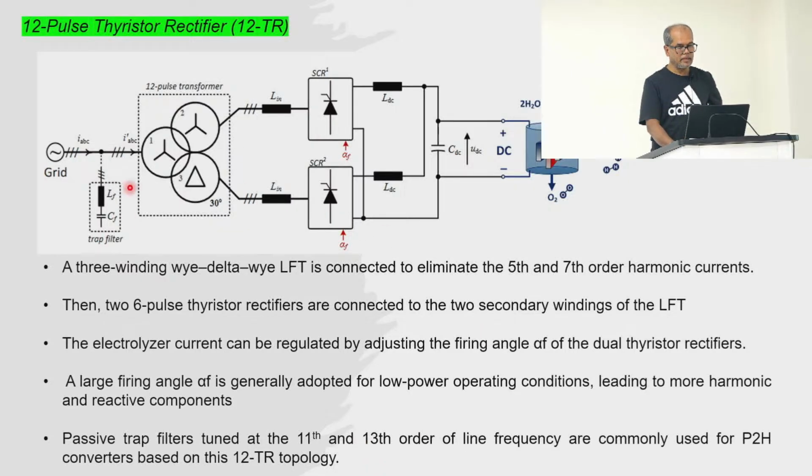So from here, the pulses come, and from the thyristor you get the DC, and then this capacitor is used to eliminate the ripple from the output voltage. And then again we are not showing a DC to DC converter, but you might have a DC to DC converter as well, and then we can supply to the electrolyzer to produce hydrogen.